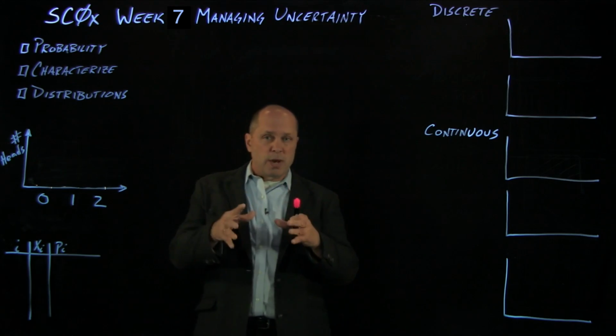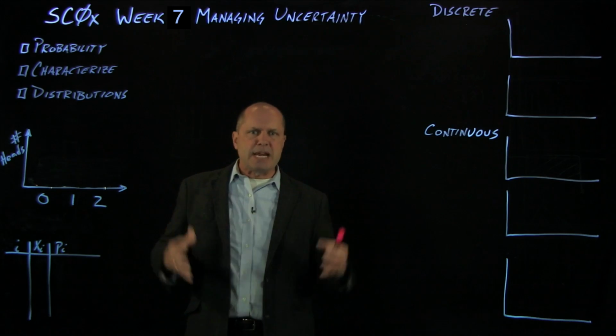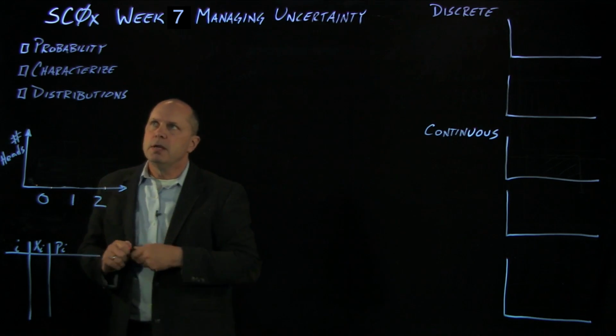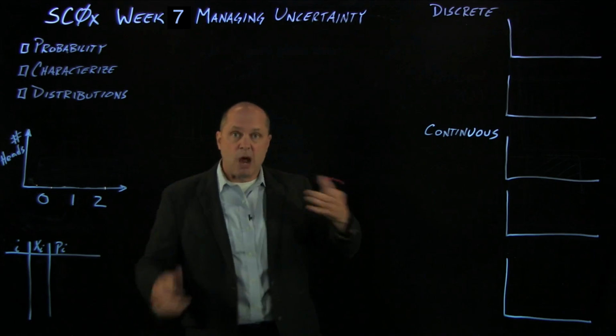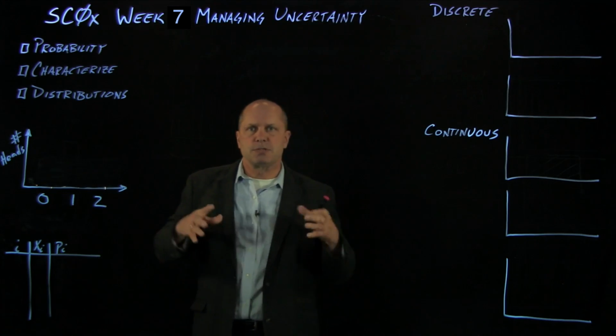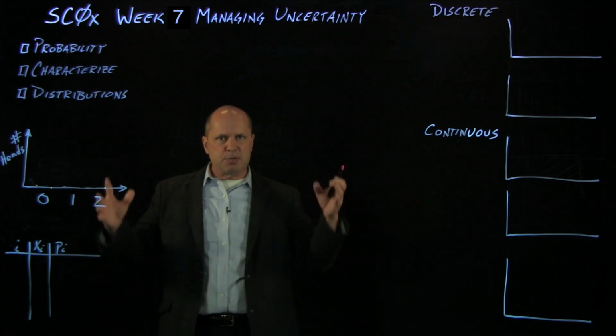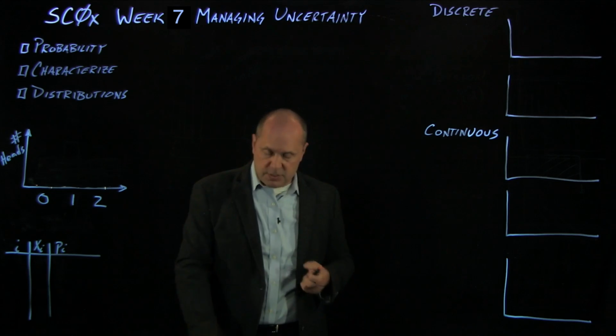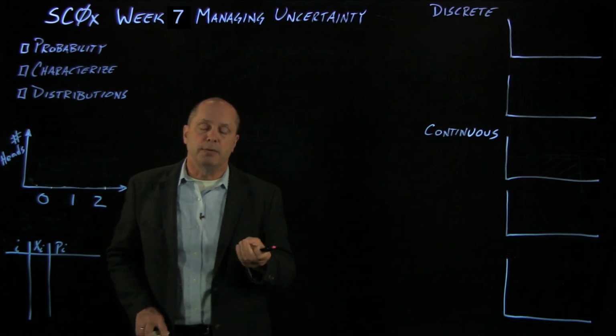And so what we're going to do in this week is kind of give you an idea of how to manage and characterize uncertainty. We'll start with some basic probability, get into how to characterize outcomes, and then we'll finish up with some distributions. So these are just basic tools for you to capture, characterize, and manage the uncertainty you'll see every day. And so to illustrate this, I'm going to run a little experiment.